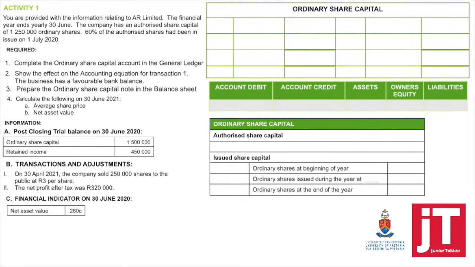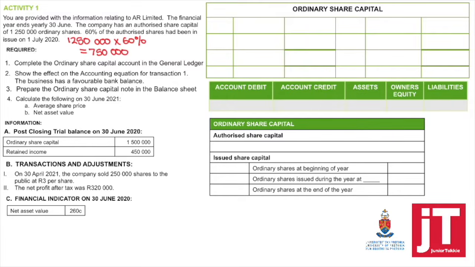Now, if you go down to information A, it says 30 June 2020. That is not a mistake. The closing balances at the end of last year is my opening balances this year. My accounting period currently ends 30 June 2021.